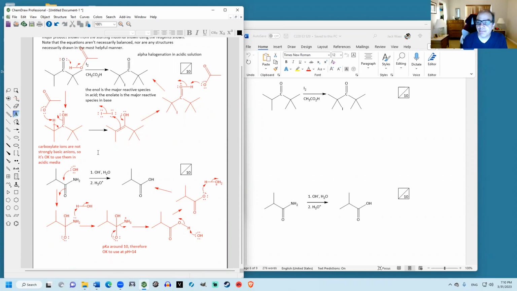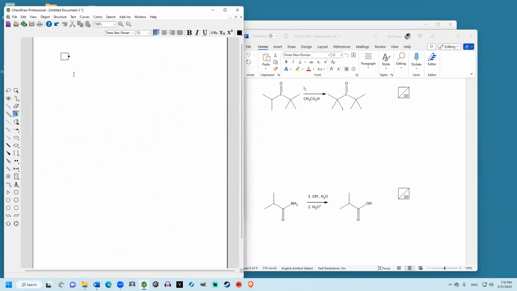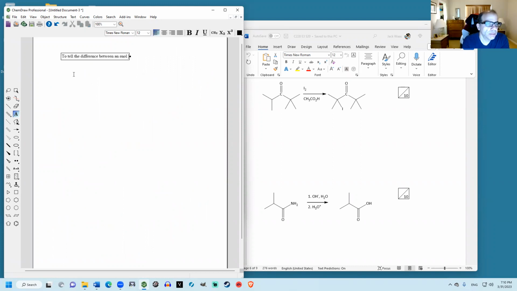Questions on that mechanism? What's the difference between an enol and an enolate? I need another page. To tell the difference between an enol and an enolate, look at the oxygen. I believe this is in the class notes. If it's OH and the species is neutral, it's an enol. I'll draw examples too.